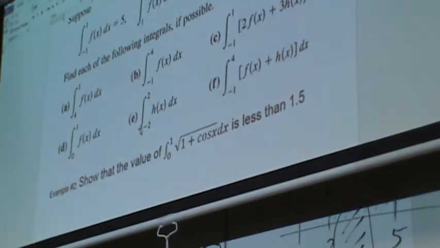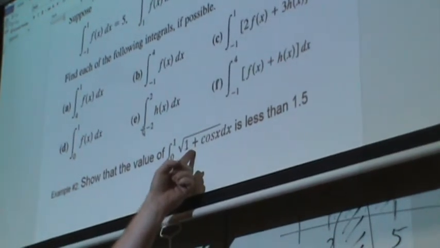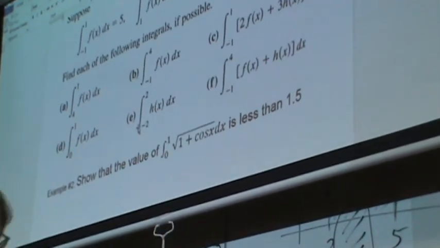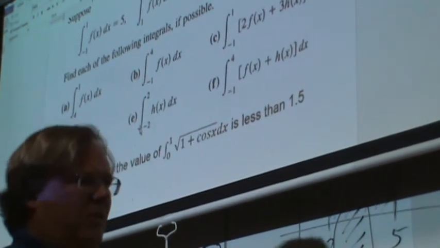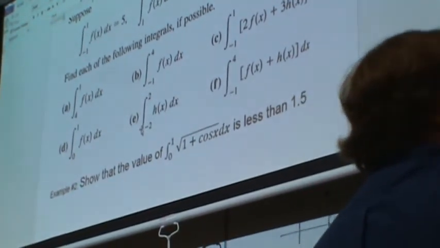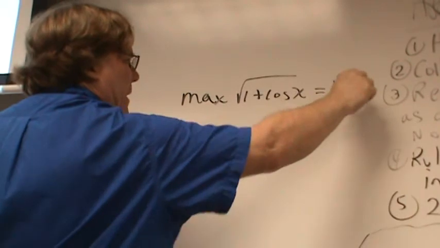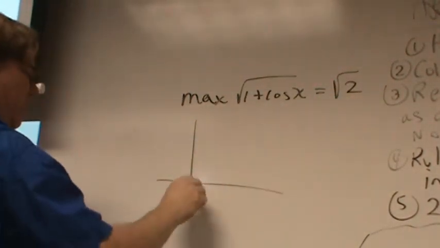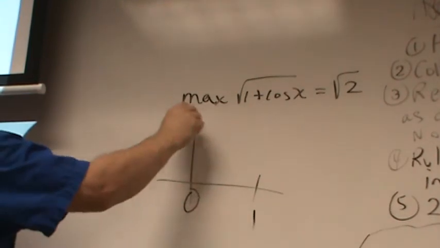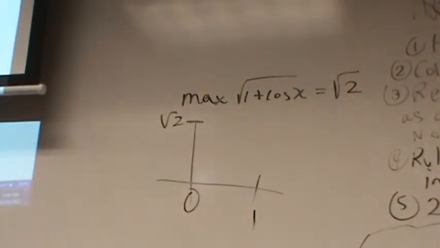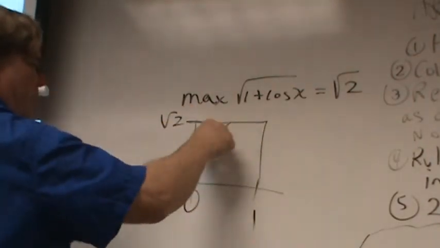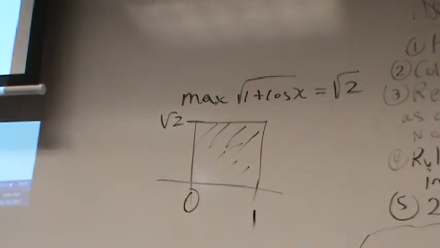Go ahead, Chris. Because the value of cosine of x can only be at maximum 1. And then when you add 1 to 1, the maximum you get is square root of 2, which is less than 1.5. Good. You guys okay? The maximum that radical 1 plus cosine x can possibly be is rad 2. So if I'm going to get the area from 0 to 1, and the biggest that the y-coordinate can be is rad 2, which is 1.414, then the biggest this area can be is 1.414. It can't be 1.5.